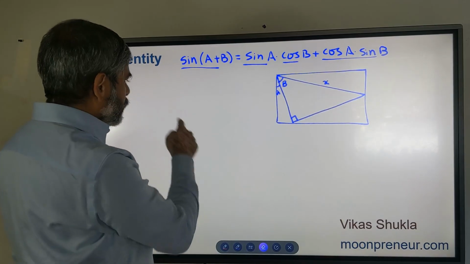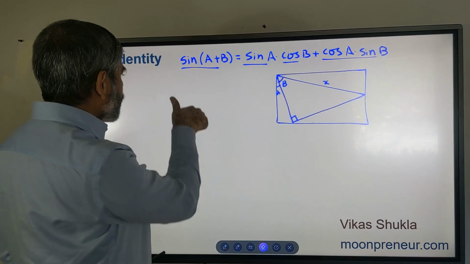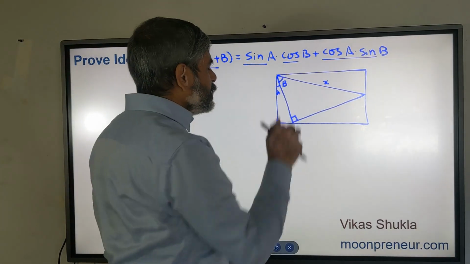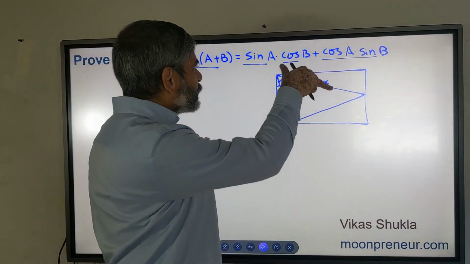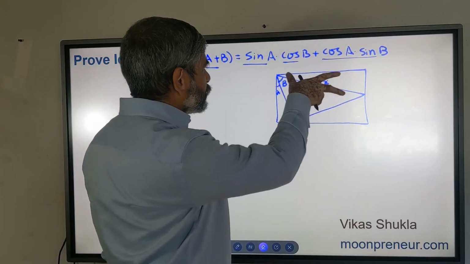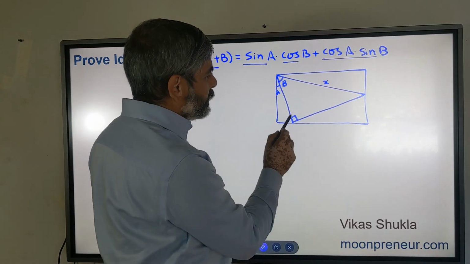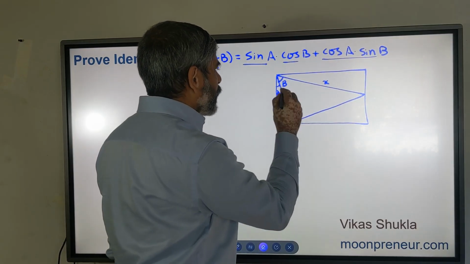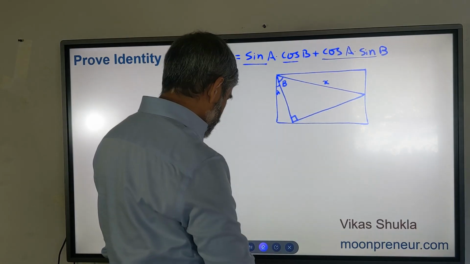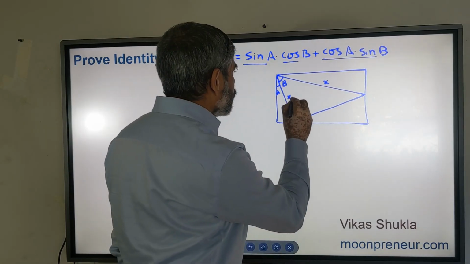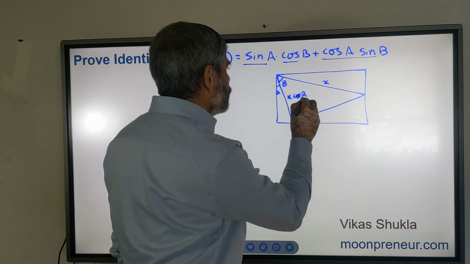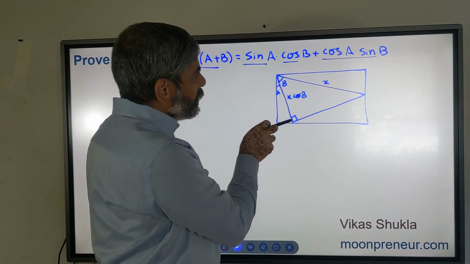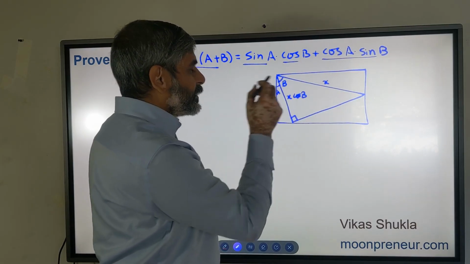You can just see that cos theta is equal to this side over this side. That's how it is proved. So this length x has a projection on this line because this is 90 degrees. This side has a projection on this line that is going to be x cos B. You can see cos B is equal to x cos B divided by x.